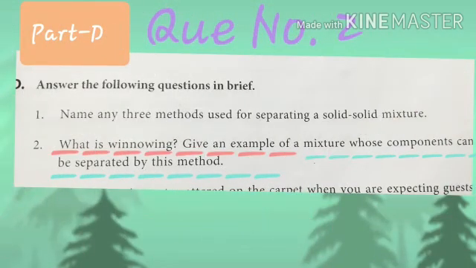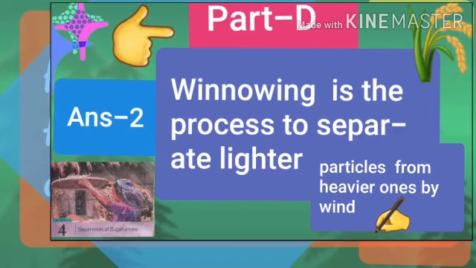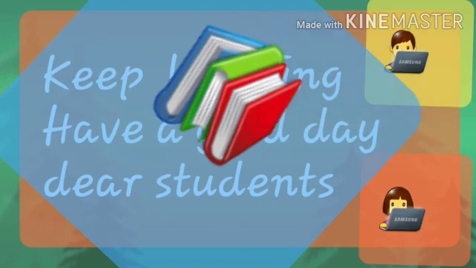Now, question number 2 of part D. What is winnowing? Give an example of a mixture whose components can be separated. Answer: winnowing is the process to separate lighter particles from heavier ones by wind. And an example is, for example, the wheat grains are separated out from the lighter husk.